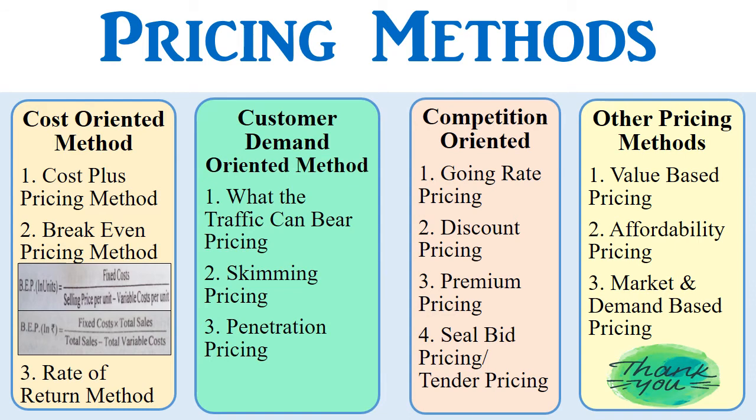Then second comes affordability based pricing. This method is relevant in respect of essential commodities which meet the basic needs of all sections of the people. The main idea here is to set the prices in such a way that all sections of the population are in a position to consume those products. And the price is set independent of the cost involved in this case.